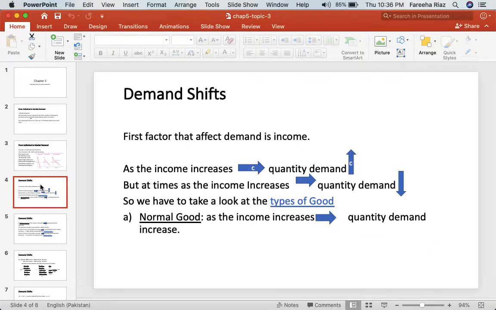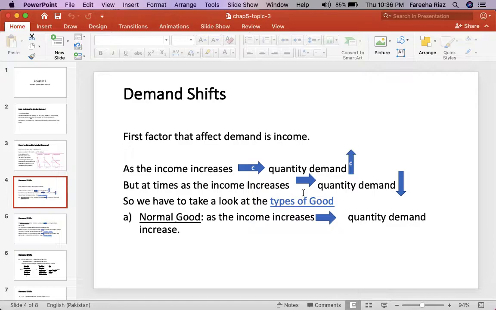Now, up till now, we are discussing different factors that affect the demand. One of them is income. Up till now, we are saying that when the income of the consumer increases, quantity demanded is likely to increase. Other factors are the market size, then prices of related goods, but right now we are focusing only on income. Now, at times it happens that as the income increases, quantity demanded decreases.